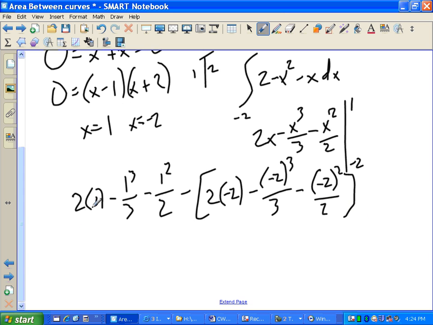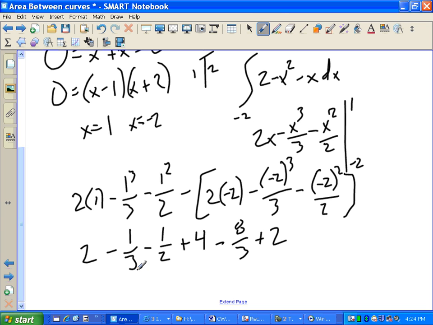We're good. 2 times 1, so we end up with 2 minus a third minus a half. Here we've got 2 times negative 2, which is negative 4. Subtract the negative 4, we end up with plus 4. Here we end up with negative 8 over 3. This negative sign makes it positive. This negative sign makes it negative again. So we end up with negative 8 thirds, minus 8 thirds if you like. Negative 2 squared is positive 4. 4 over 2 is 2. So we have a negative 2 inside. And when we do the minus the negative, we end up with plus 2.